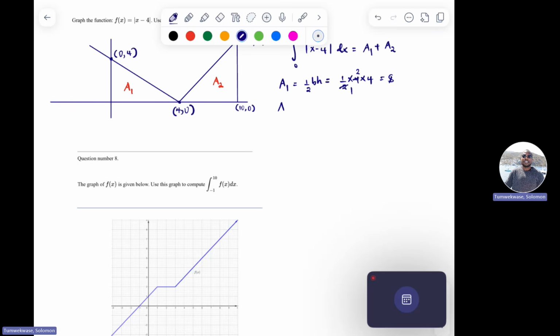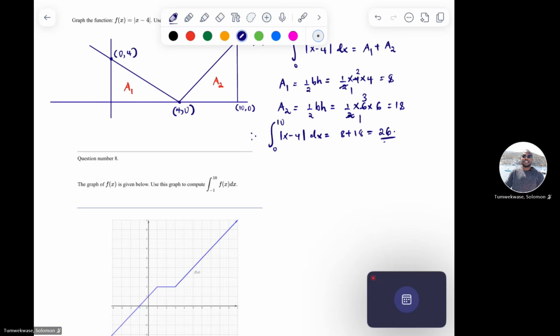Area 2 is the same. It is a triangle, a half base times height. This is a half, and the base is 10 minus 4, which is 6, and the height is also 6. So this is 3, and this is 18. Therefore, the total area, which is the integral from 0 to 10 of this function, is area 1, which is 8, plus area 2, which is 18, and this is 26.